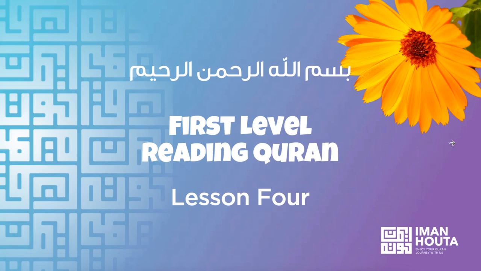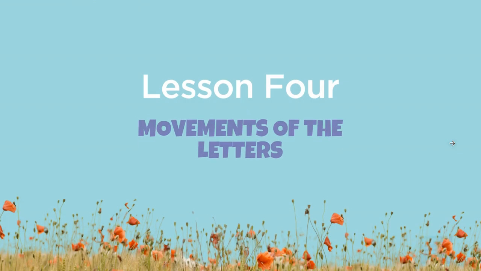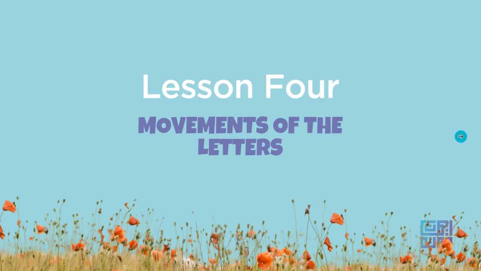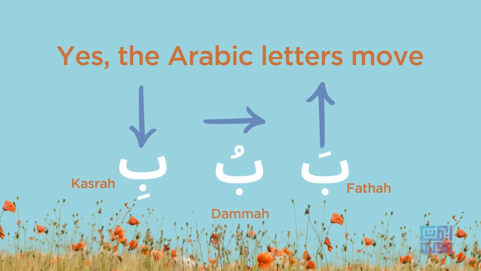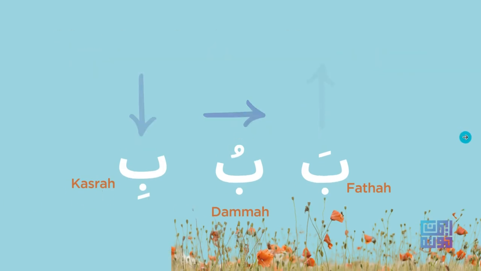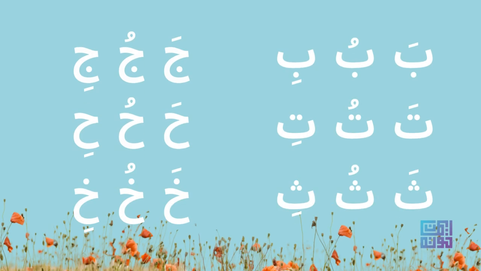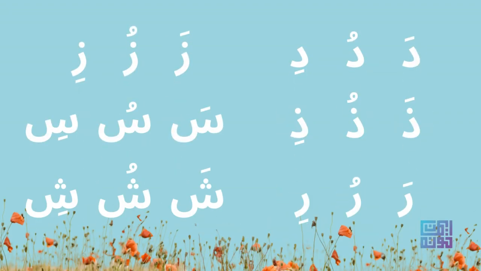Today, inshallah, we are continuing lesson 4 regarding the movements of the letters, part 2. We already recorded part 1 and this is part 2. Let's have a look at part 2. I think you already received these slides. Okay, we covered the letters ba, ta, tha, jim, ha, kha, and then dal, dhal, ra, za, sin, shin.